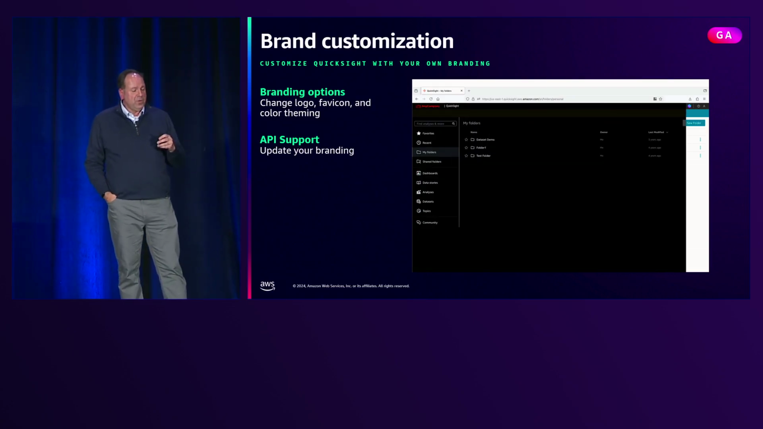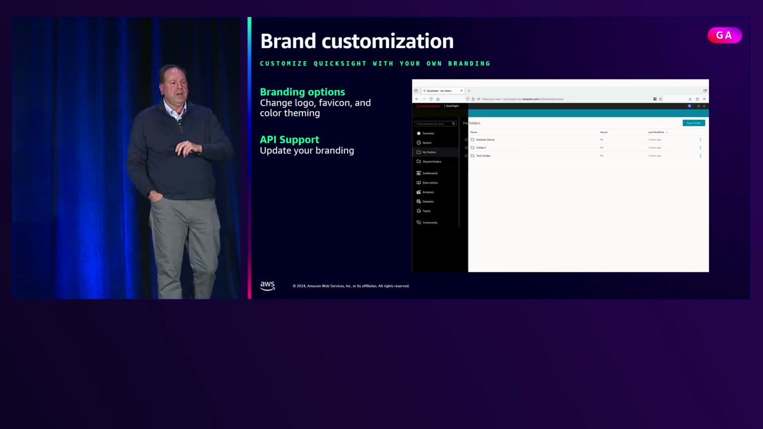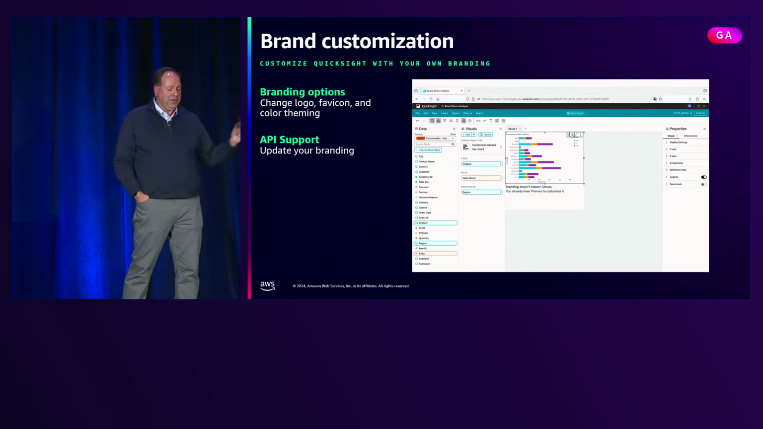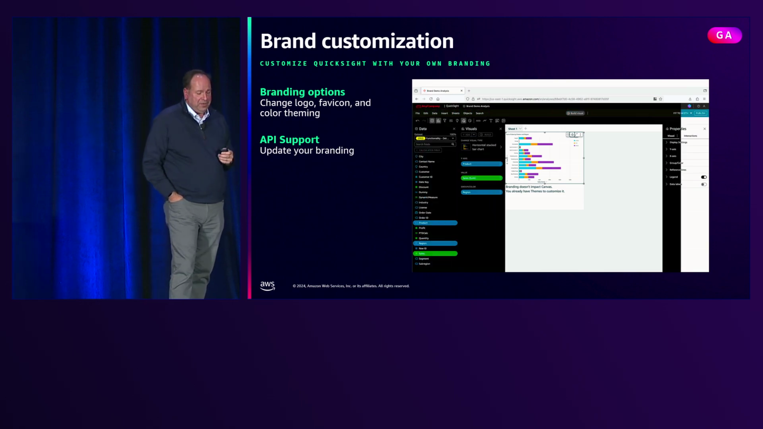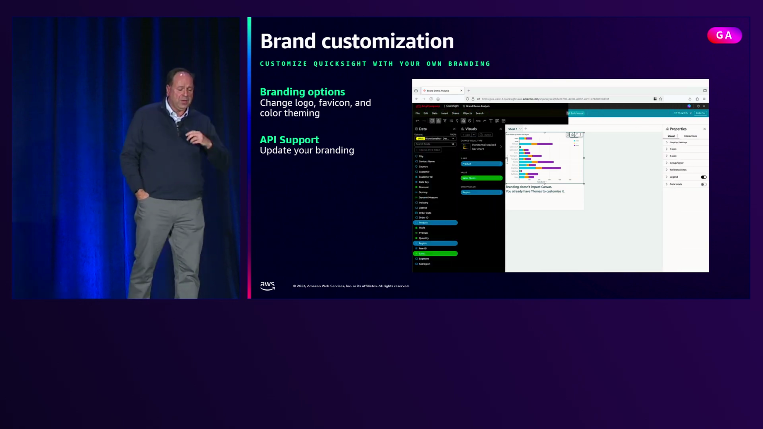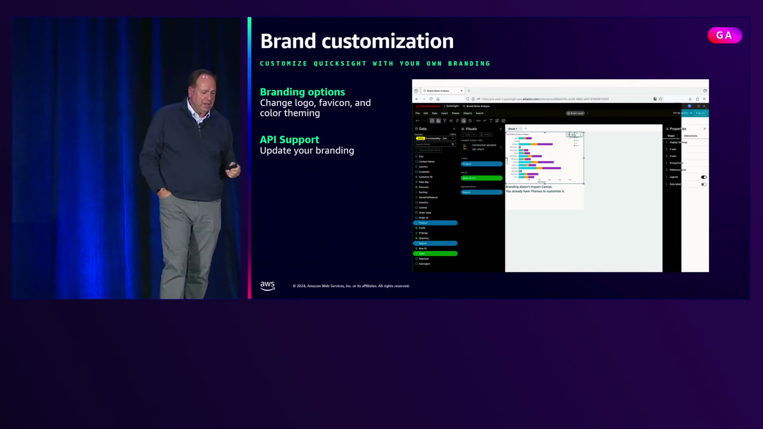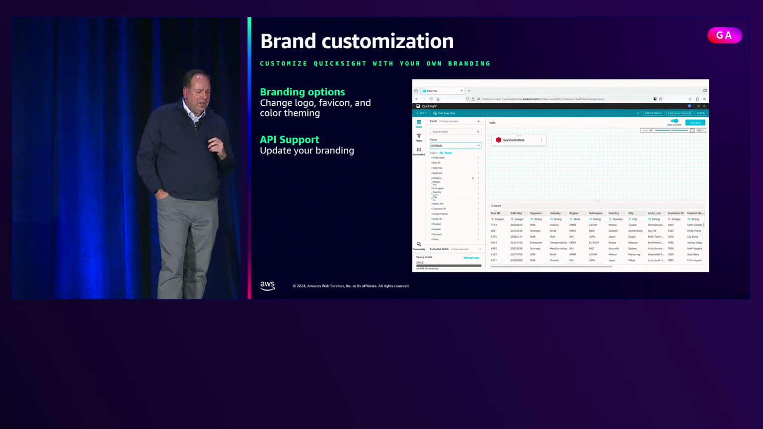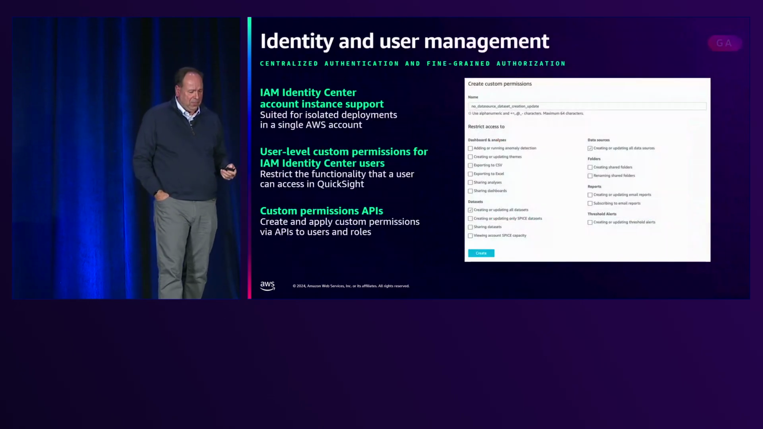We have customers who want to brand QuickSight to make it look like their own internal applications or the external applications that they have, or their own branding. We have a brand customization feature. It lets you customize the look and feel of the application and the content inside of QuickSight. You can change the logo, you can change the favicon, all the color theming, and of course we have API support for this as well.